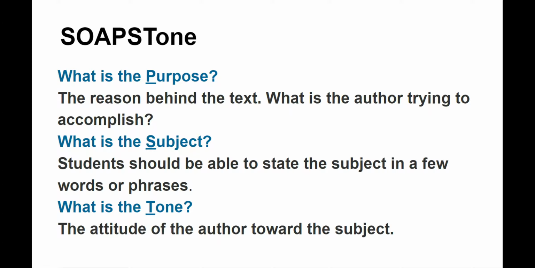So the purpose of the text is the reason the person wrote it. The author's trying to accomplish something. So the two most general ways that we talk about that are to inform or to persuade. To inform or to persuade. Always, always, always. It's way more specific than that, but those are the two major ideas. And then the subject is just what the person has chosen to talk about that day.